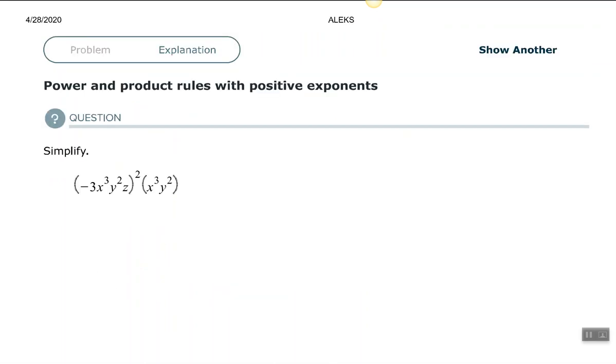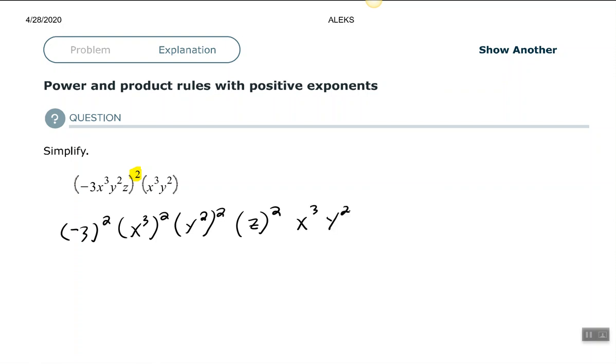All right, so on this one we have negative 3 times x to the third times y squared times z, all raised to the second power. And then we have x to the third times y to the second, and that's just raised to the understood first power. So there's nothing I can simplify within the parentheses. So let's start off by distributing that exponent of 2. And then all I have left, and I can just write that out, x to the third, y squared from the other parentheses, like so.